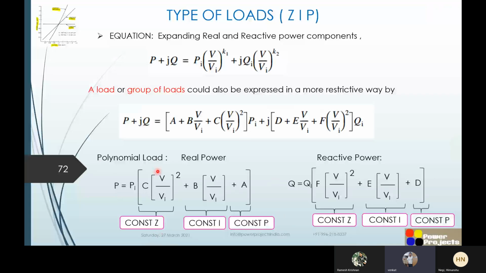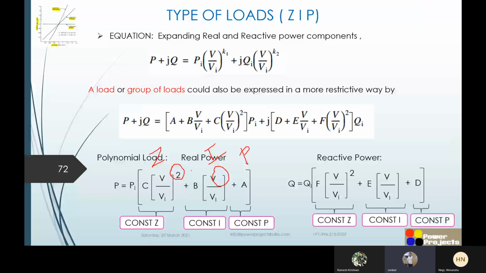As I said, the constant impedance load depends on the square of the voltage, right? Square of the voltage. Here, can you see this? Just remember it as Z, I, and P. Z depends on the square of the voltage. I is proportional to the voltage. And P doesn't depend on the voltage. It just maintains the power constantly, right? This is the equation which you should remember when finding the power manually.